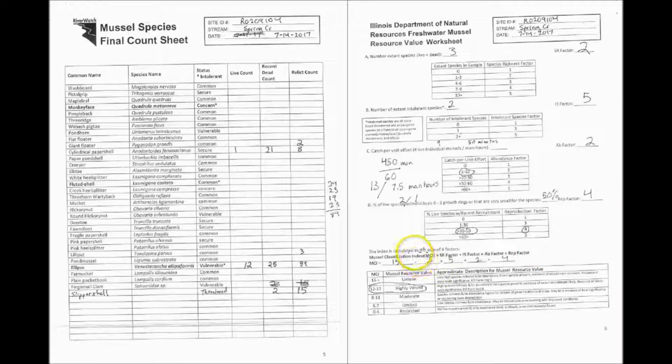Now to calculate at the bottom the mussel classification index, the MCI, we're going to add together all our different community factors. So species richness, intolerant species richness, catch per unit effort, and recruitment factors all add up to 13. And so we look at our table down here, and a mussel classification index of 13 falls in the 12 to 15 range, and that is the highly valued section.